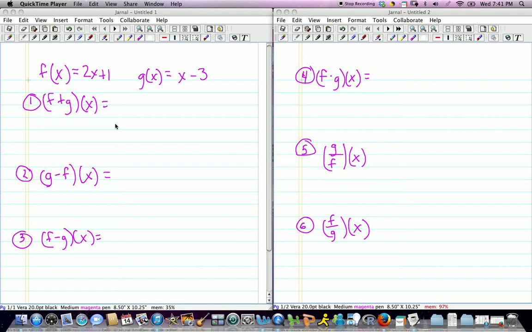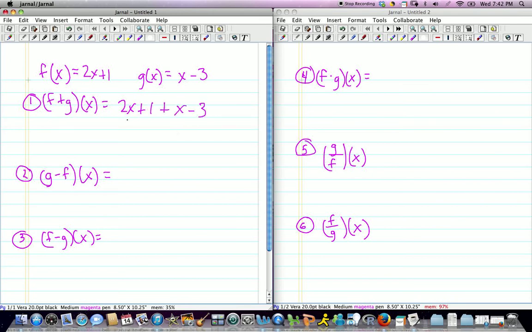And number 1 says f plus g of x. Notice that that's how we read it. It's f plus g of x. That just means that we want to add f and g together to create a new function. So I'm just going to do that. So f plus g of x looks like me taking the f function, which is 2x plus 1, and then just adding it to the g function, which is x minus 3.